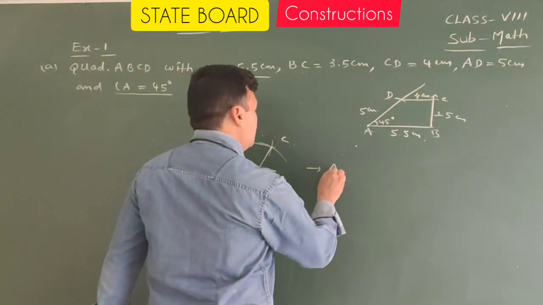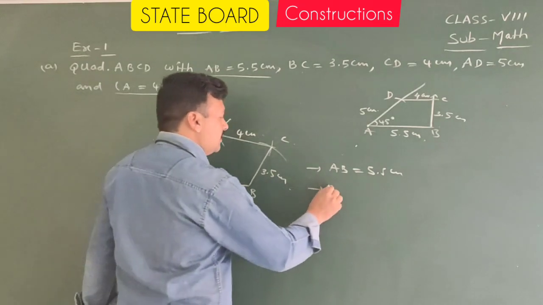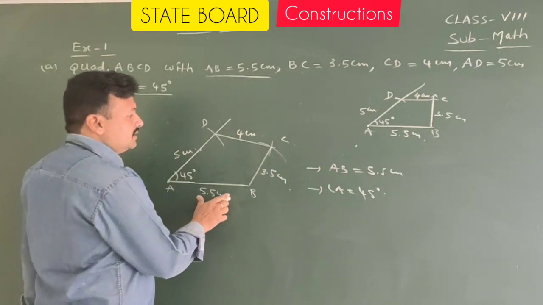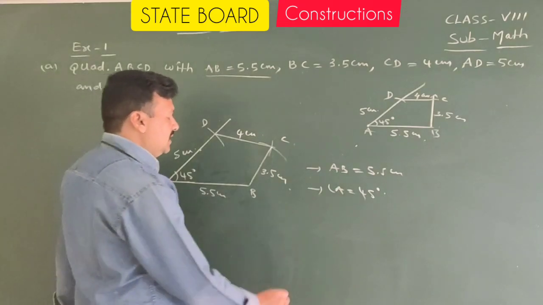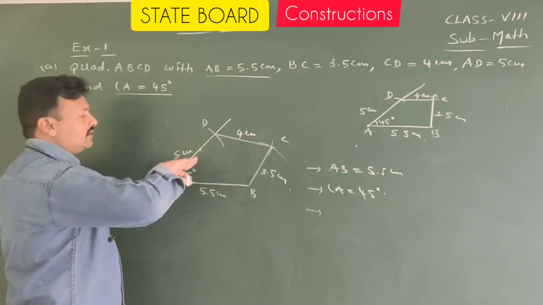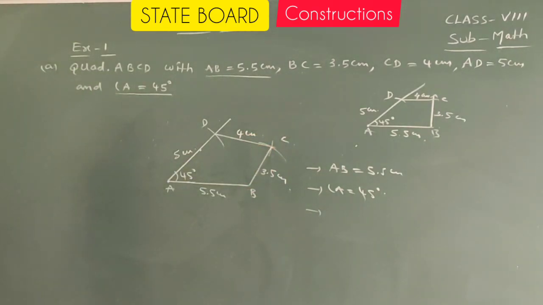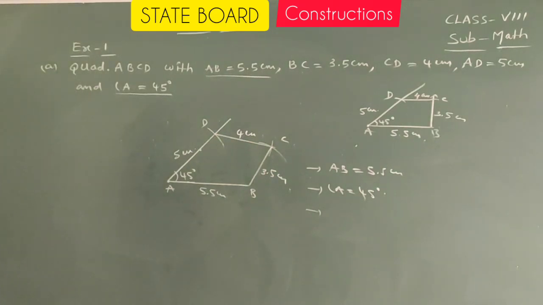First, draw AB equal to 5.5 centimeters. These are the steps of construction. Next, with A as center, construct angle A equal to 45 degrees. Write in words, not like this. Draw AB 5.5 centimeters. With A as center, construct angle A equal to 45 degrees. Next, with A as center, draw an arc of 5 centimeters. Next, with B as center, draw an arc with radius 3.5. Now, with D as center, draw an arc of 4 centimeters. Now, join DC and BC. In this way, you need to write the construction steps. This is the first construction of exercise 1.